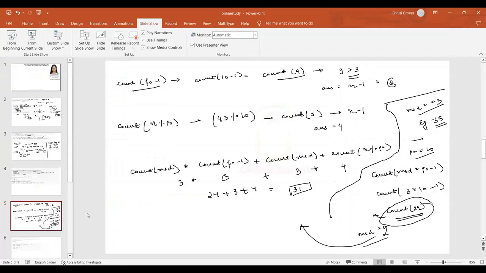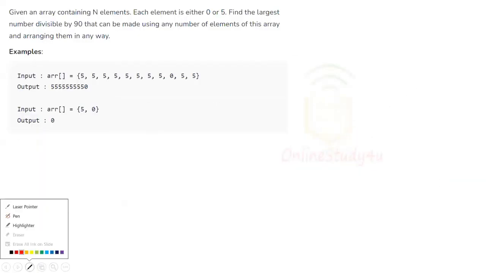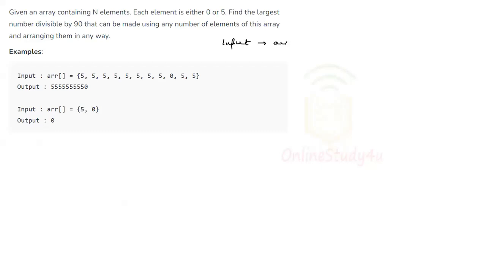Now let's move to another problem that we have. You have an array that contains n elements. So what you have in the input: an array of size n. Each element is either 0 or 5. You have only two kinds of elements in your array, 0 and 5. Find the largest number divisible by 90 that can be made using any number of elements of this array and arranging them in any way.